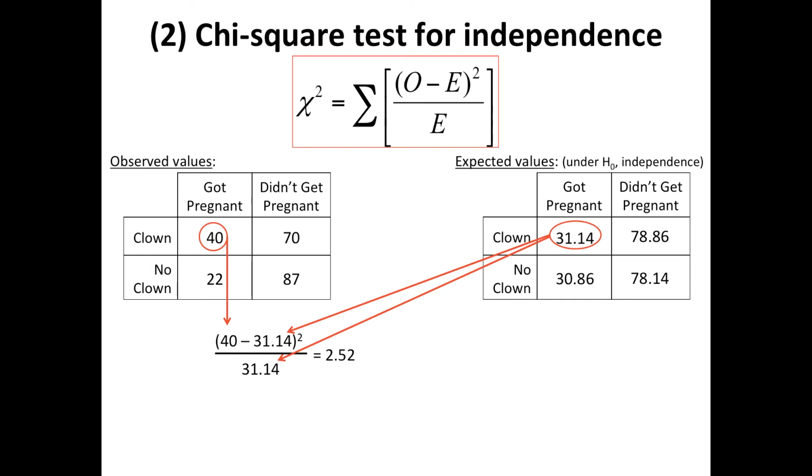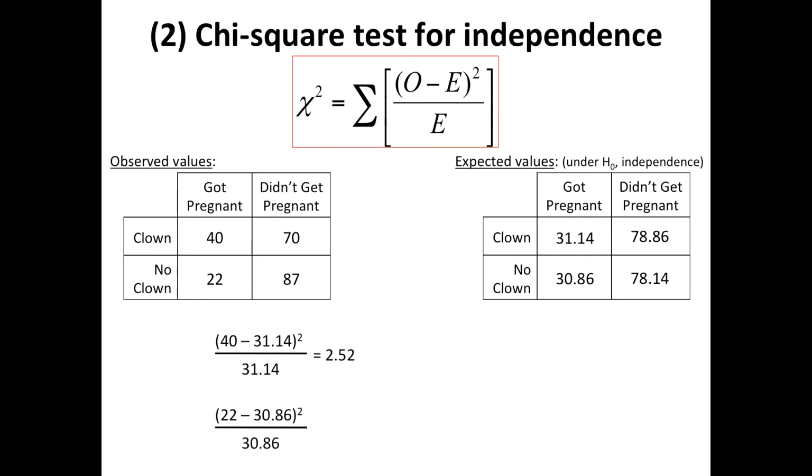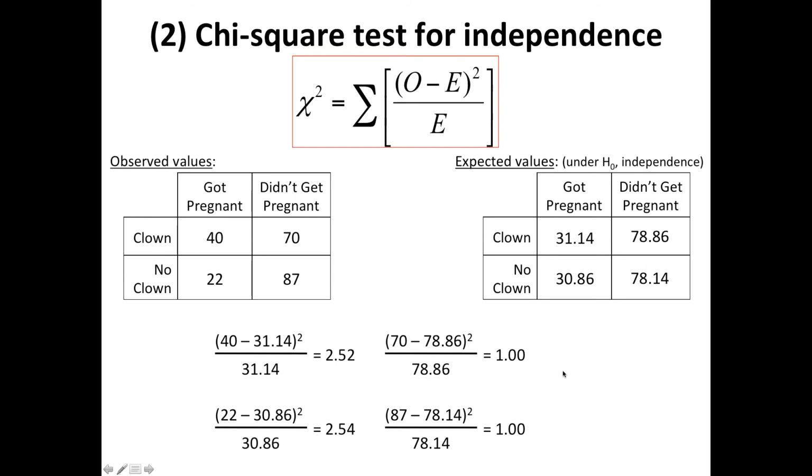And we hold on to that for a moment, because then we're going to do that same thing for the other cells, and where I've placed these correspond to where they're placed in the table. So we do that for all four. Observed minus expected, square over expected. And to get chi-square, we add those four up, and that's our chi-square.